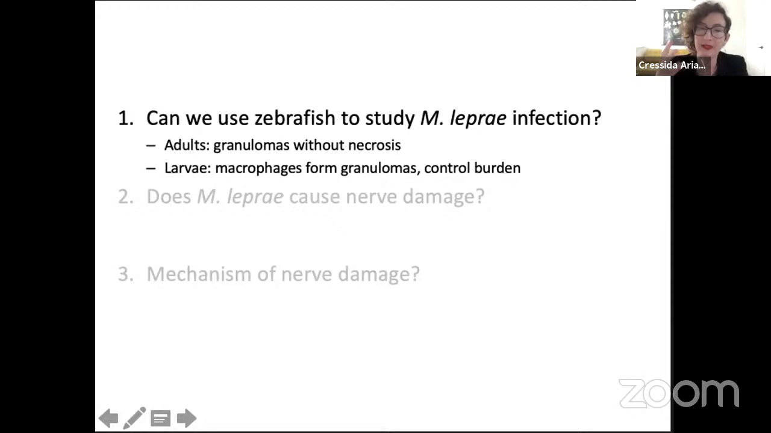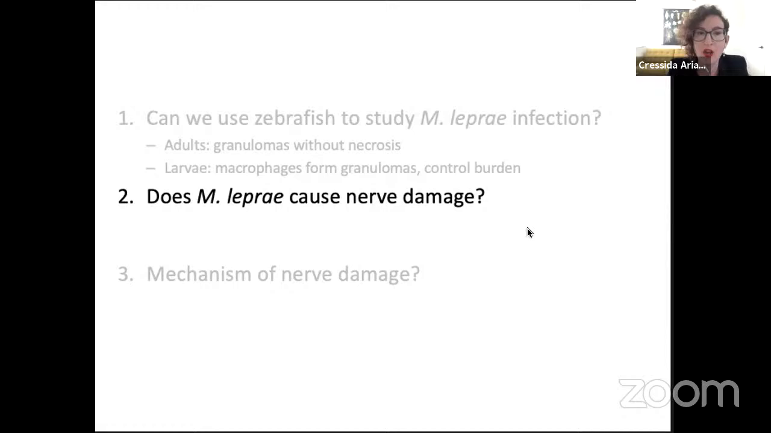Of course, I was really interested in the neuropathogenesis because that to me seemed like this very important but not fully understood area of this disease. So, of course, I was really interested in understanding how does the nervous system of zebrafish respond to M. leprae infection? And you may know that zebrafish are a very popular tool in some areas of neuroscience.